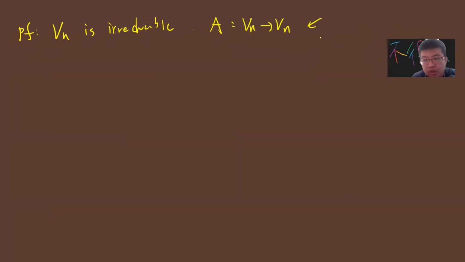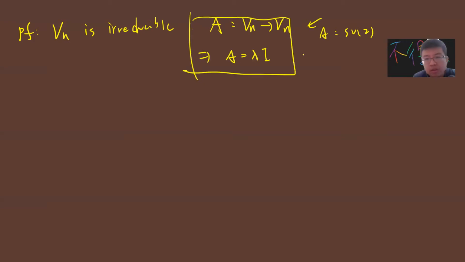So I want to prove that Vn is irreducible. By Schur's lemma, what we're going to prove is that suppose you have A from Vn to Vn such that A is SU2 equivariant, then I need to show that A is lambda I. So if A is SU2 equivariant, I want to prove this is lambda I.